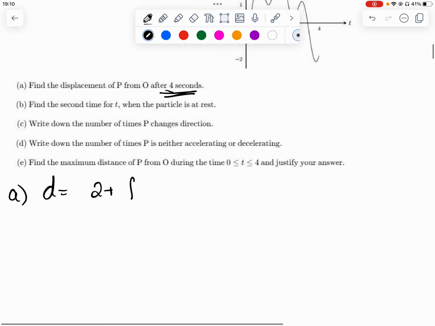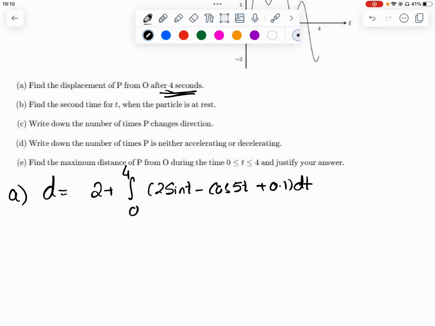It's going to be the distance, from where to where? From 0 to 4 seconds. What is this? The integral of 2 sin t minus cos pi t plus 0.1 dt. Use the GDC. This value is 3.52. 2 plus 3.52 is 5.52 meters.